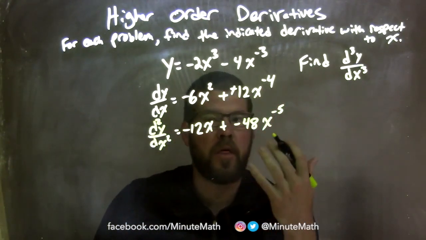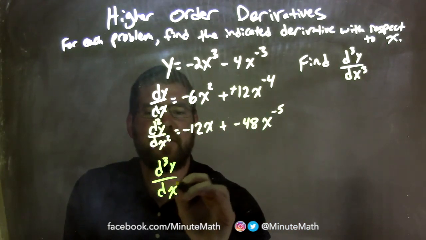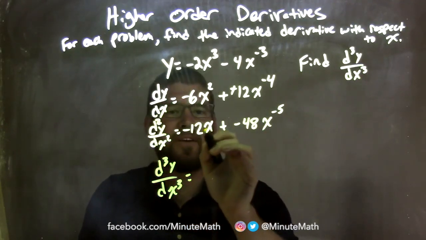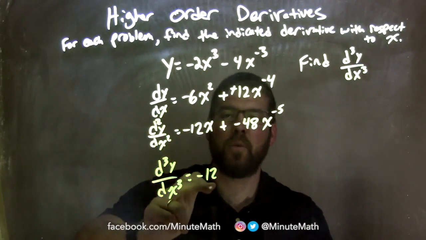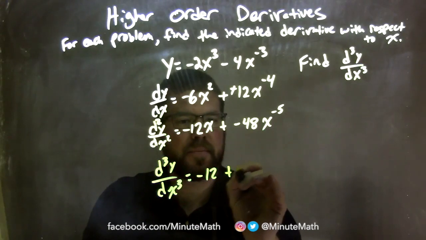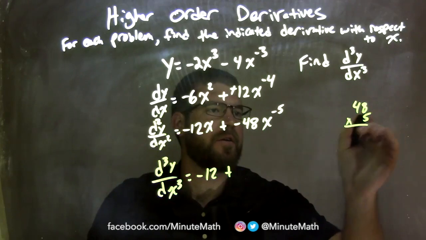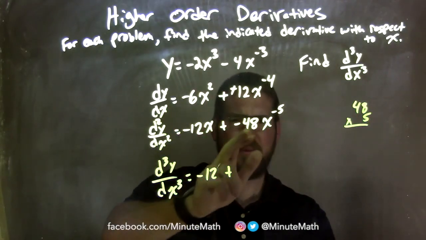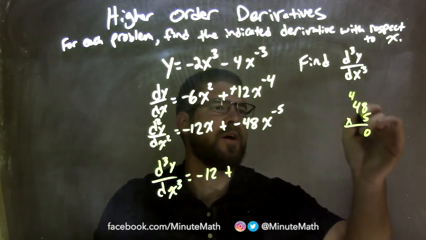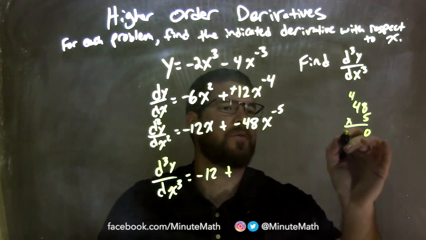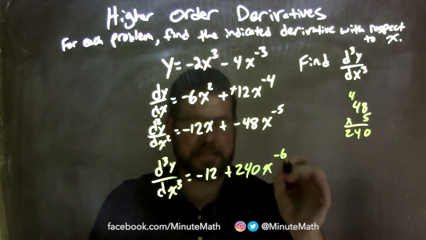So now we need to find the third derivative here, d to the third power y over dx to the third. Power rule again leaves us with a negative 12 right there. Instead of negative 12x, we take the derivative of that. It's just negative 12. Plus, okay, negative 5 times negative 48. Now, I don't know that off the top of my head, so we do 48 times 5. They're both negative, so it's going to be positive. 5 times 8 is 40. 4 times 5 is 20, plus 4 is 24, so we have 240 here. So we have a 240x to the negative 6th power.